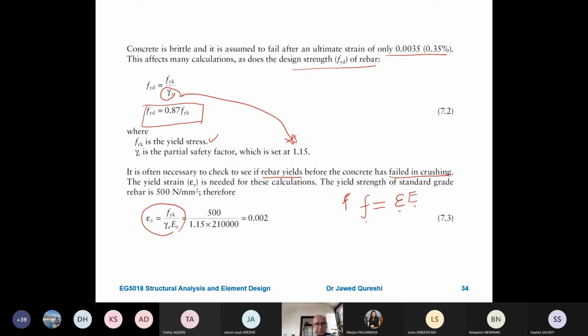Here we are using the safety factor for the bar. So we have FYK of 500 divided by the safety factor of 1.15, and divided by Young's modulus of steel, which is commonly 210,000, which we have been using in structural steel as well. This gives us a yield strain of 0.002. So the yield strain is 0.002 for steel, and the ultimate failure strain is 0.0035 for concrete.